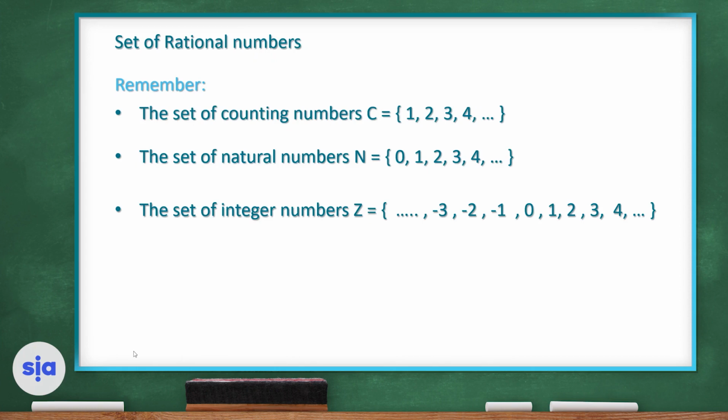Let's remember some sets. The first set is the set of counting numbers, which we call C, that has all the numbers that we count with, like 1, 2, 3, 4, etc. The set of natural numbers N starts with 0, so it's 0, 1, 2, 3, 4, and so on. The set of integer numbers, set Z, has -3, -2, -1, 0, 1, 2, 3, 4, and so on. The integers are whole numbers, no decimals, no fractions.